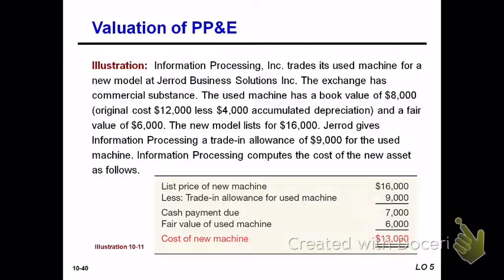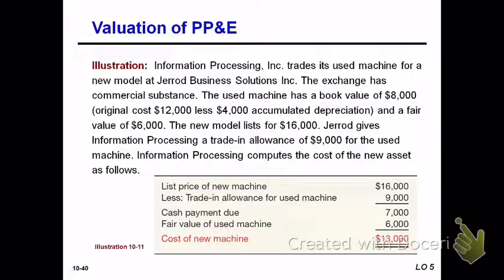All right, here's an example. We're trading a used machine for a new machine. The exchange does have commercial substance, so we will be recognizing gains and losses. The used machine has a book value of $8,000, which is the original cost of $12,000 minus $4,000 of accumulated depreciation, and it has a fair value of $6,000.